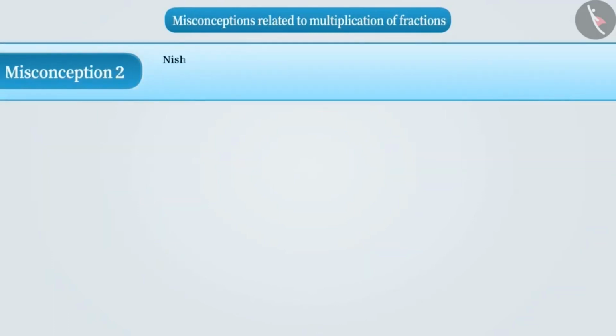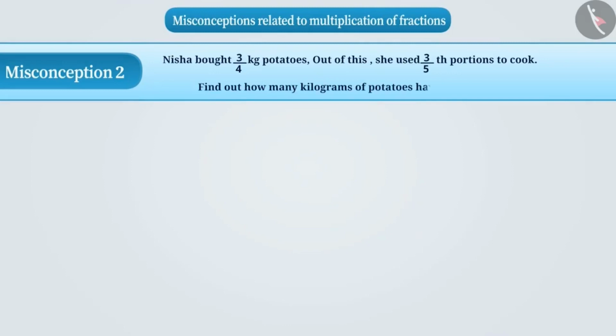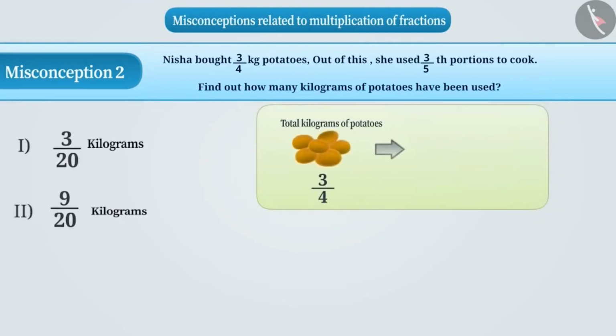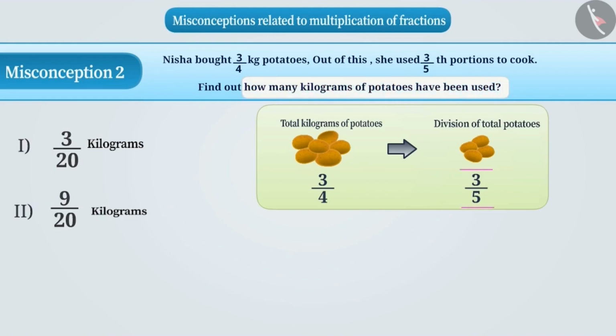Misconception 2. Nisha bought 3/4 kg potatoes. Out of this, she used 3/5 portion to cook vegetables. Find out how many kgs of potatoes have been used. Here, Nisha has used 3/5 of 3/4 kg of potatoes to cook. To find out how many kgs of potatoes have been used, we have to find out how much is 3/5 of 3/4 kg. For this, we have to find the product 3 by 5 into 3 by 4.